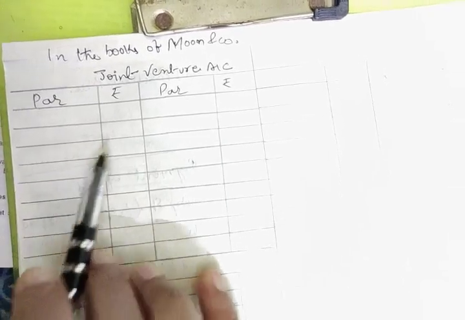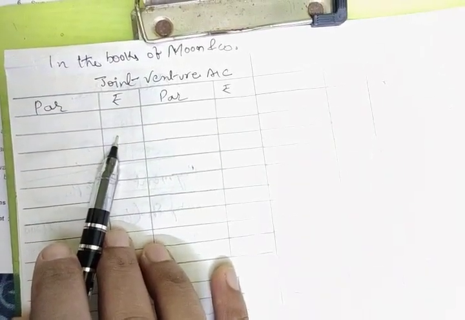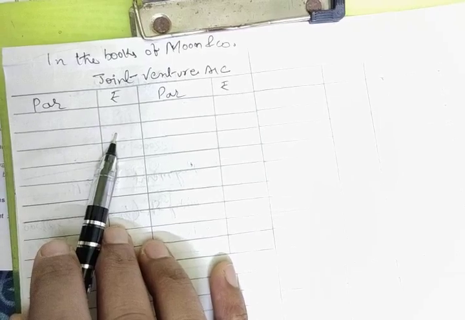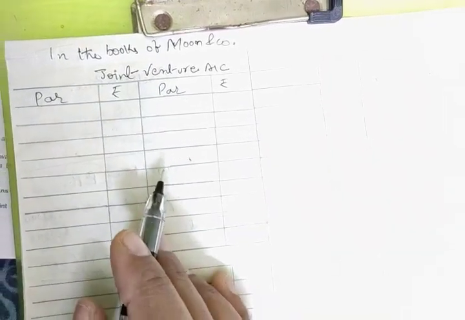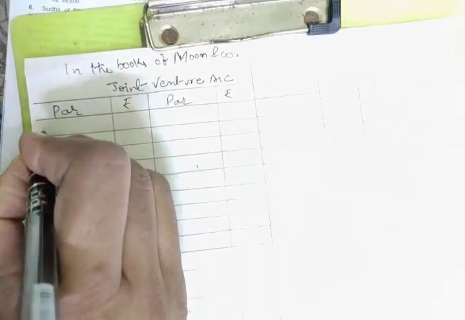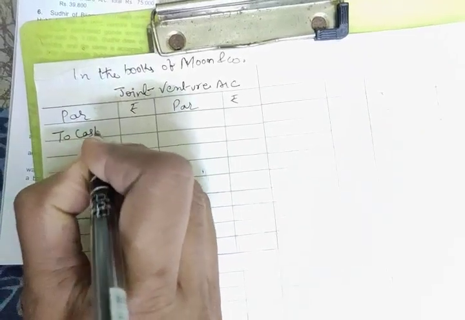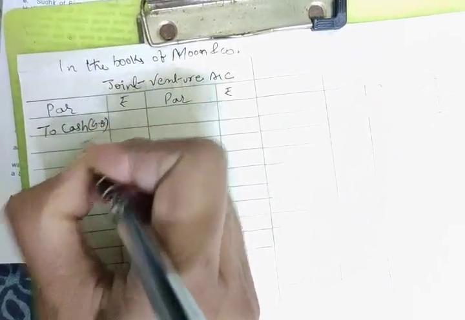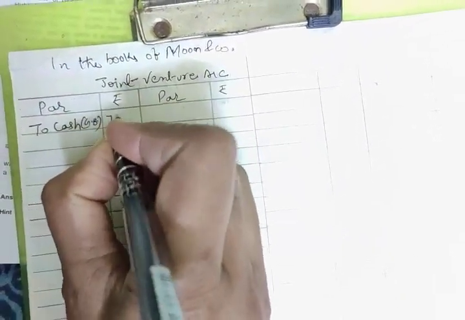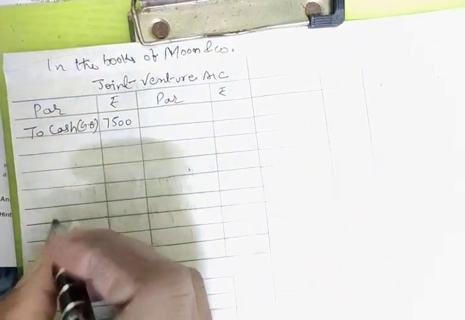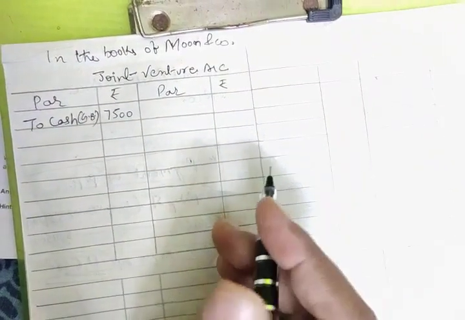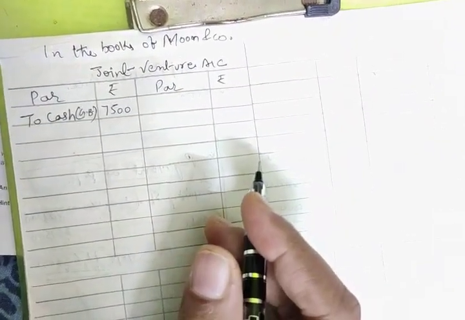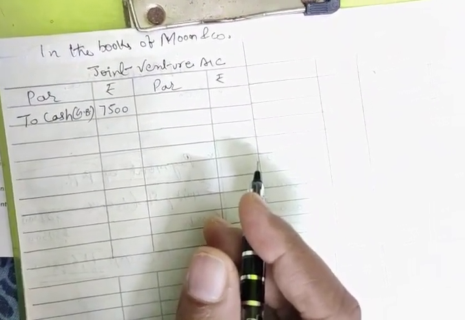So let's start quickly. Very first, we had in the question, Moon and Company bought goods of the value of rupees 7,500. So we will have the entry to cash. Shortcut, I am just writing for your understanding: goods bought worth rupees 7,500.